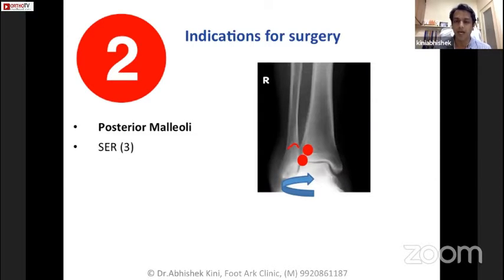Coming next, going behind. I'm going in a reverse direction, from medial to posterior, then I'll come lateral and then come back to the deltoid and complete the entire ring of injuries. Going to the posterior malleolus, it's very commonly seen in supination external rotation injuries where the force has hit the third component, the posterior malleolus.